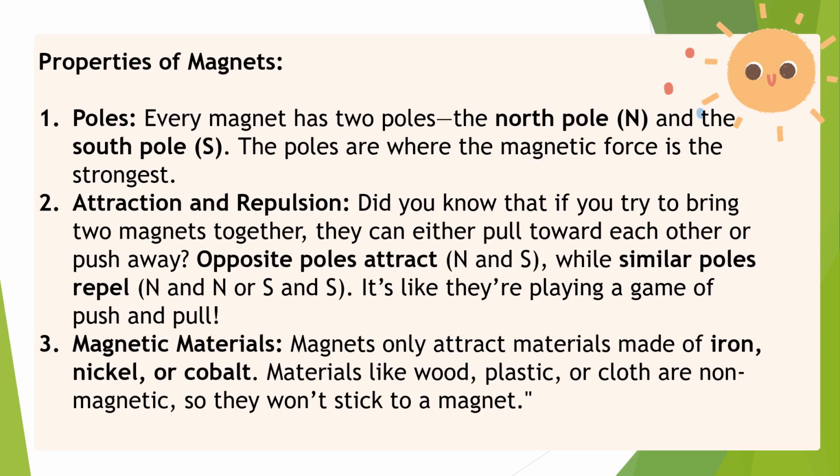Magnets have unique properties that make them fascinating. Every magnet has two poles, the North Pole and the South Pole, where the magnetic force is the strongest. When two magnets are close together, they exhibit attraction and repulsion. Opposite poles attract each other while similar poles repel, creating a push and pull effect. Additionally, magnets only attract certain metals such as iron, nickel, or cobalt, while materials like wood, plastic, or cloth are non-magnetic and will not stick to a magnet.